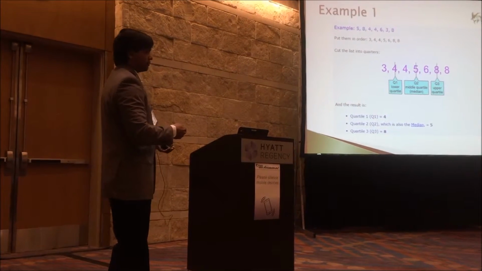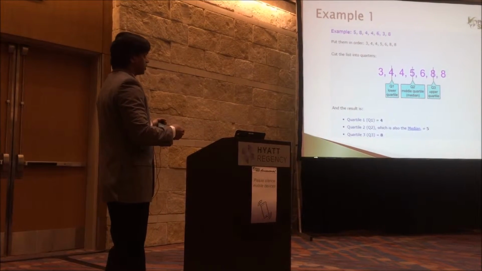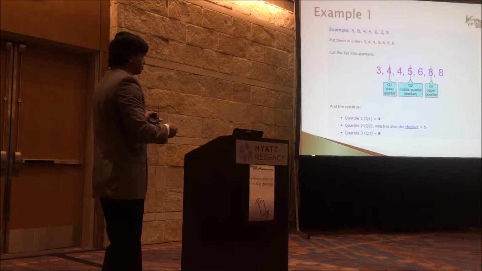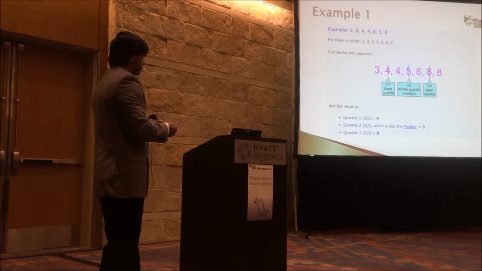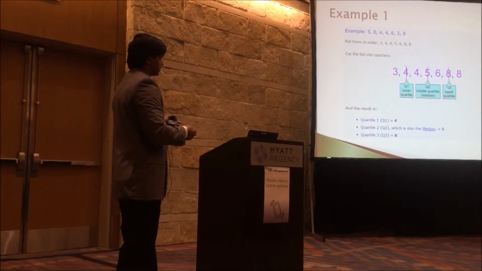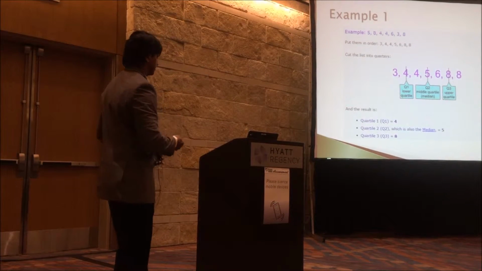Now I have 2 halves. On the left half I have 3, 4, 4. On the right half I have 6, 8, 8. I do the same thing with the left side. I cut it, the middle value is 4, which becomes my Q1, and on the right hand side 8 becomes my Q3 or the upper quartile.